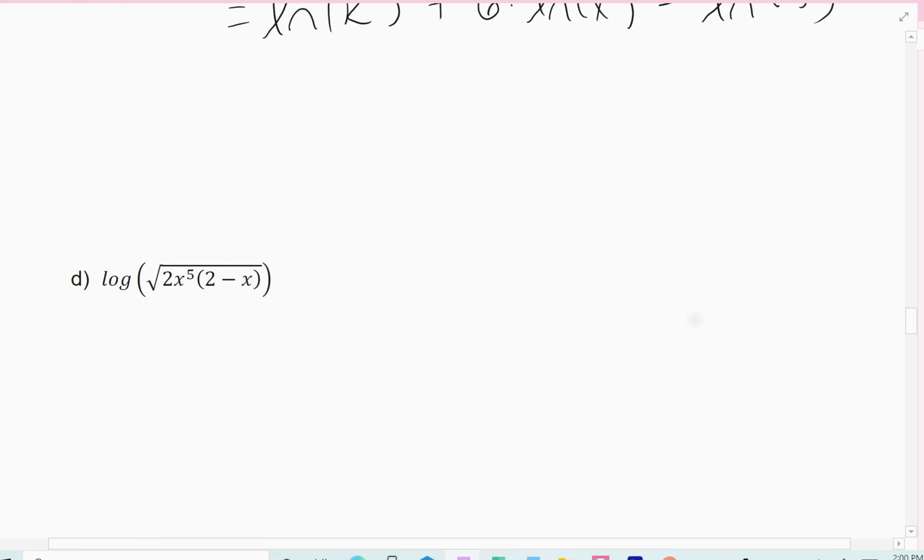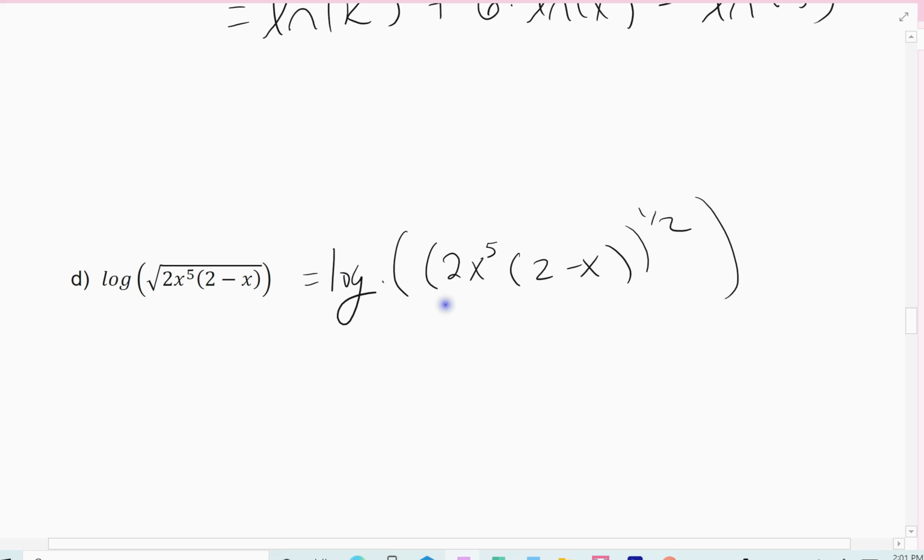All right, the last one. The first thing I'm going to do is rewrite my natural log as log, and rewrite my root as a power. Make sure I didn't miss anything. So I rewrote that square root as, this would be the function that has the square root under it, so the 1/2 is that root of 2x to the 5th times 2 minus x.